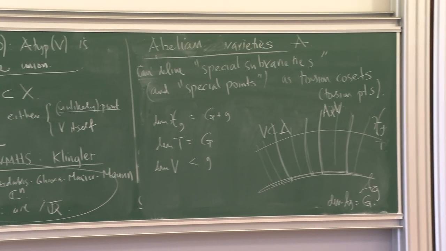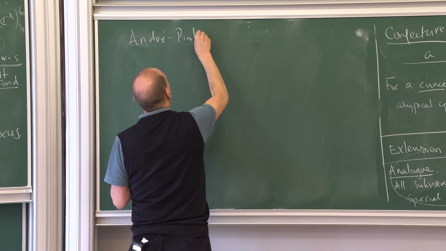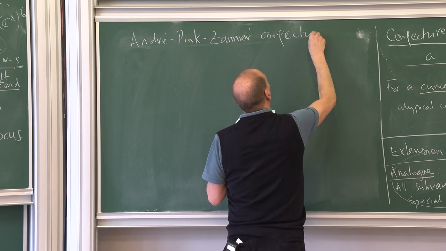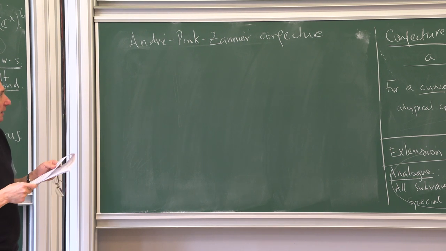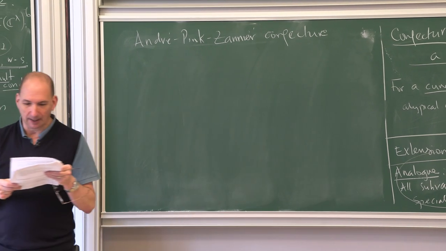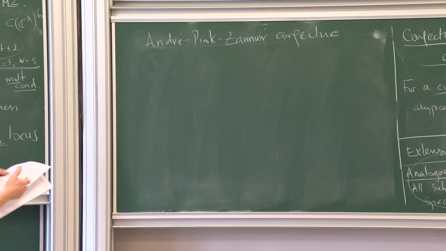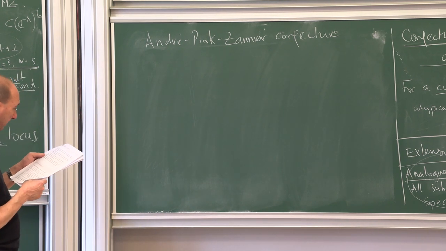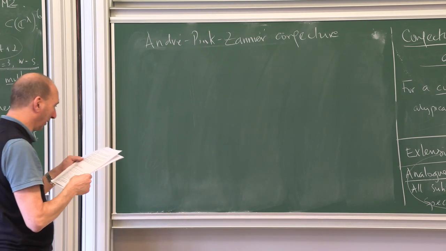That's the so-called André-Pink-Zannier conjecture, which is about intersections with Hecke orbits. There are a number of ways of defining Hecke orbits that can be bigger or smaller. And Richard and Yafaev have recently proved André-Pink-Zannier, the full conjecture, for the Shimura varieties of abelian type.